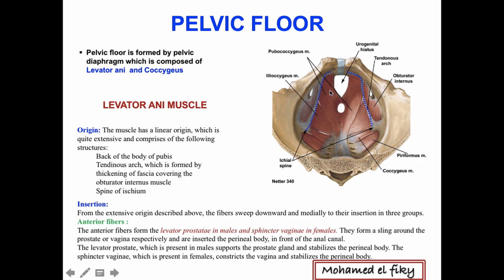The levator ani is divided into three parts: anterior part, intermediate part, and posterior part. The anterior part of the levator ani surrounds this opening. In the male, the prostate is present here, so these fibers of the levator ani are called levator prostatae. These are the anterior fibers. But in the female, the vagina passes through this opening, so these fibers are called the sphincter vaginae.